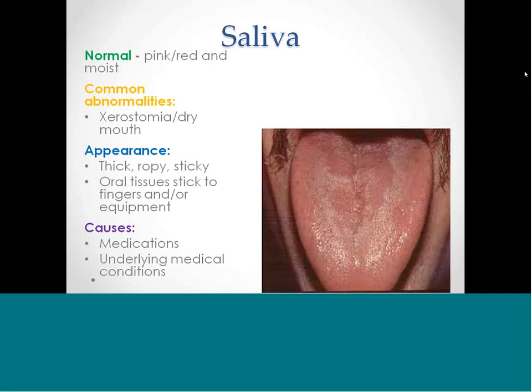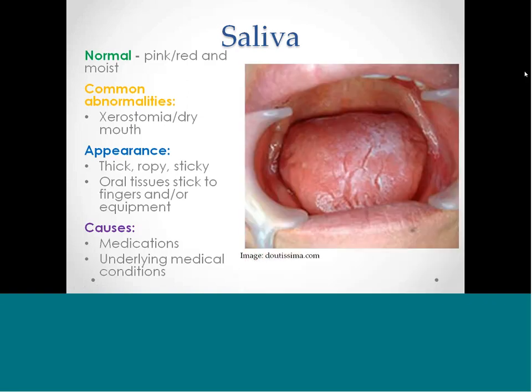Image 2 is an example of moderate xerostomia. In moderate xerostomia, saliva will be thick and have a stringy appearance. A white coating will also appear on the tongue, cheeks, and gums.